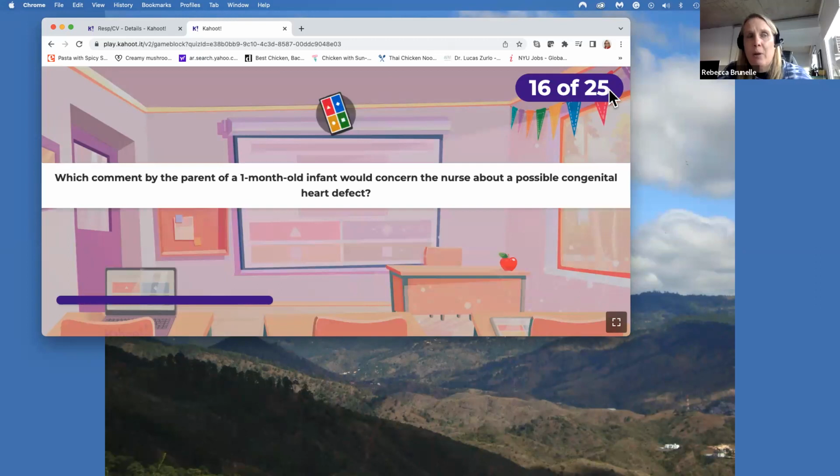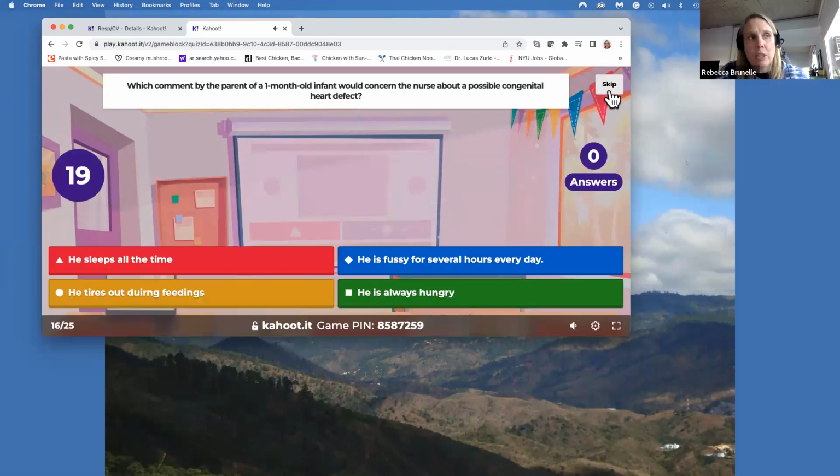Which comment by the parent of a 1-month-old would raise concern about a possible congenital heart defect? He sleeps all the time, he tires out during feedings, he's fussy for several hours a day, or he's always hungry?